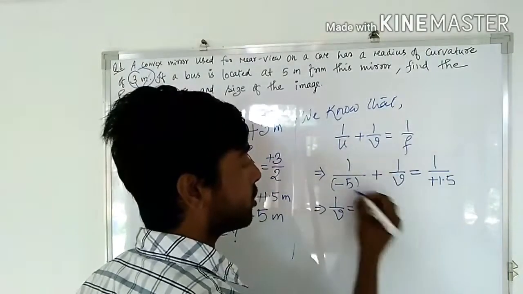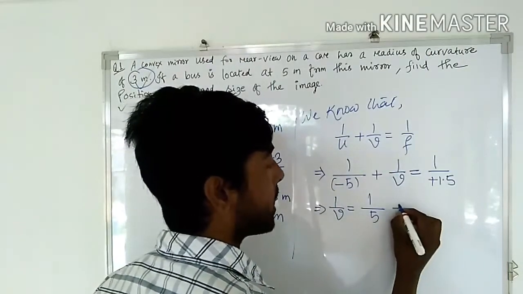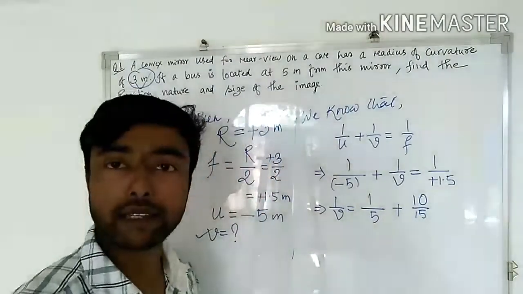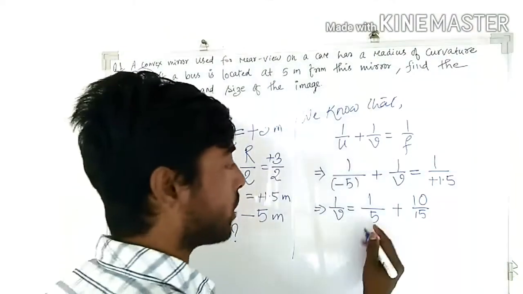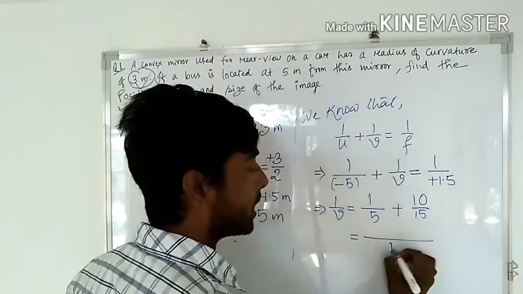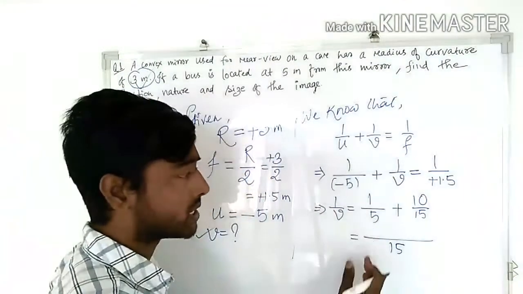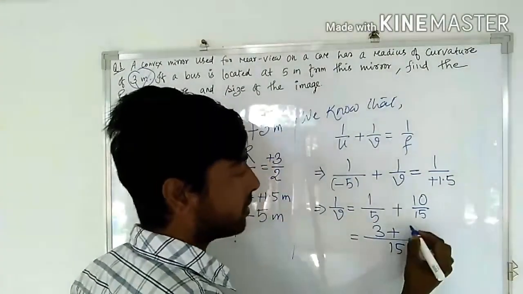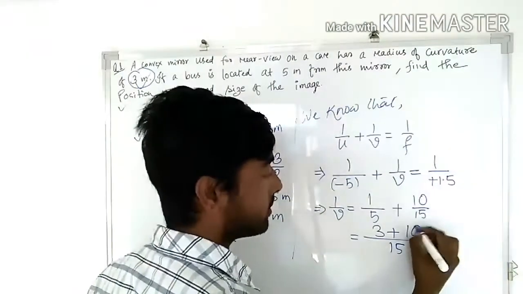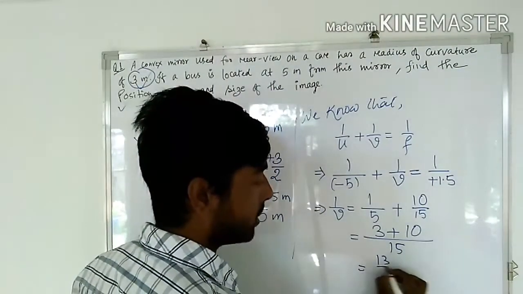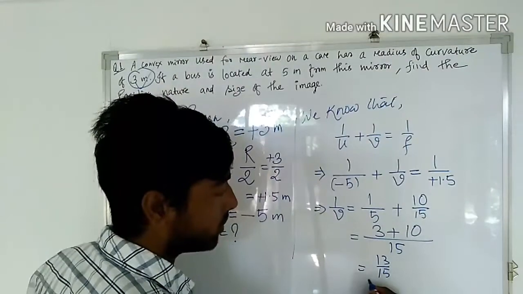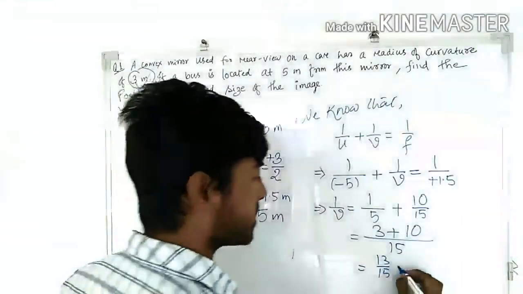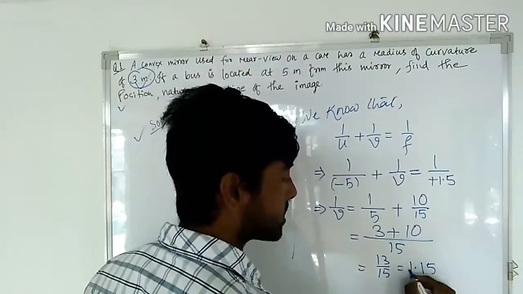Now you see, I can write 1 by V is equal to 1 by 1.5, and this minus 1 by minus 5 will go to that side and become plus 1 by 5. Can I write 10 by 15? Yes, I can write easily 10 by 15. Now you have to take the LCM. 5 and 15, LCM is 15. Just calculation. 5 3s are 15, 3 into 1 is 3, plus 15 1s are 15, that means 10. So 13 by 15. This is the value, and it is coming plus.